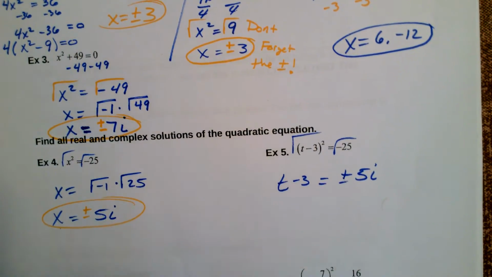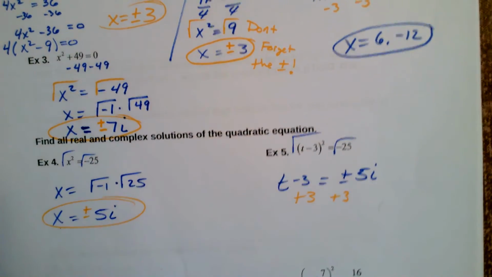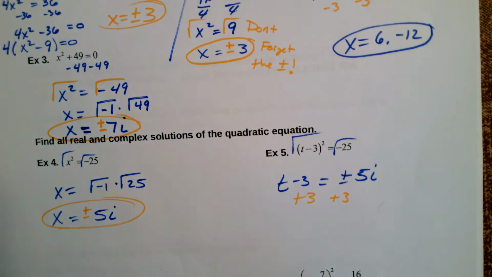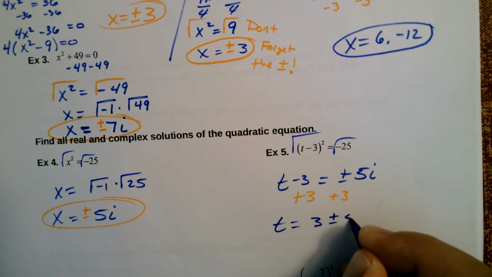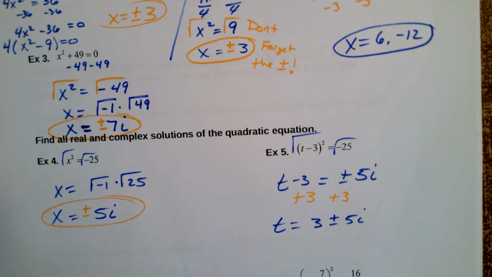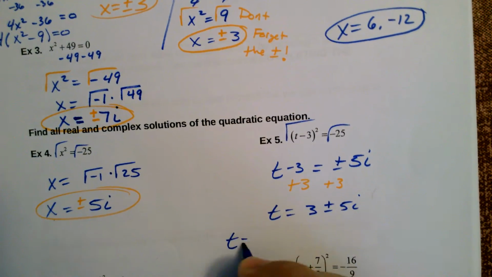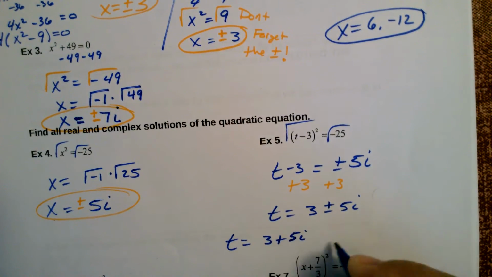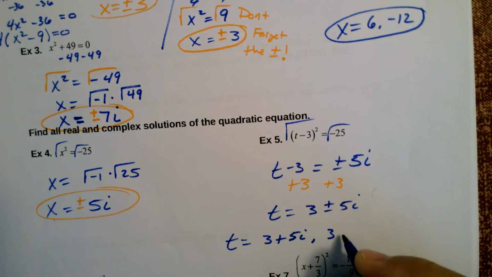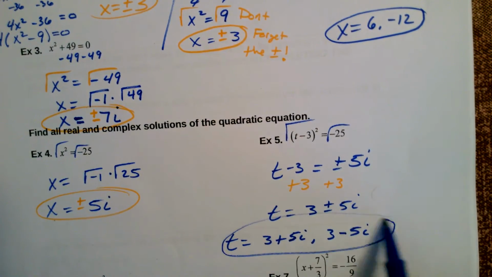Well, we still need to solve for t here. So I'm going to go ahead and add the 3 over. And what we end up with is 3 and then plus or minus 5i. Now you can try plugging that into MyMathLab and see if they accept that. Maybe they will, maybe they won't. So you might need to separate it as 3 plus 5i, comma, 3 minus 5i.